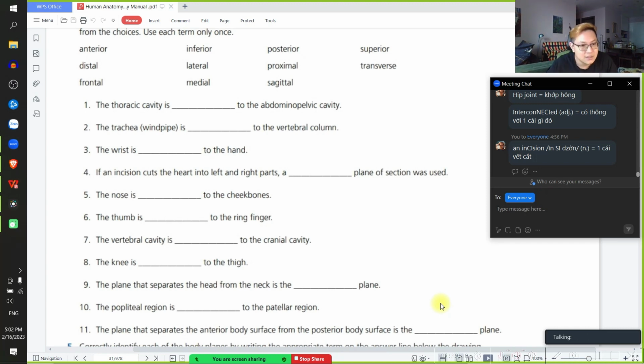Number 11. The plane that separates the anterior body surface from the posterior body surface is what plane? Cái mặt phẳng mà nó phân cách cái bề mặt cơ thể phía trước và cái bề mặt cơ thể phía sau. Nó chính là frontal plane. Very good. Yeah. There you go. You get it. Very good. Yeah. I got two planes, one transverse and one frontal. And I pick the majority of that, nah. Don't worry, it's fine.